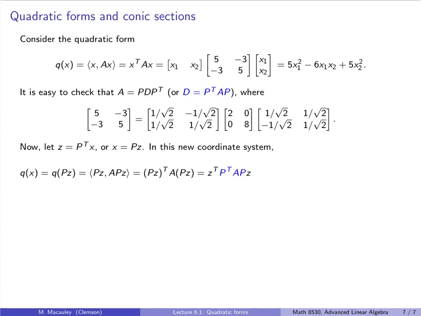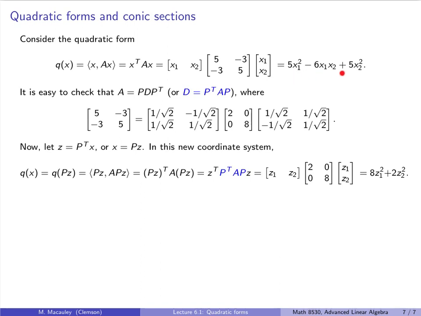And so notice that this middle part here is equal to D. That's why I also wrote it in this form. And so this is just Z transpose D Z. Or in matrix form, here's Z transpose, here's the matrix D, and here's Z. And if you multiply that out, it's clearly 8Z1 squared plus 2Z2 squared. So this is easier to understand than this one because it doesn't have this cross term, this x1, x2.